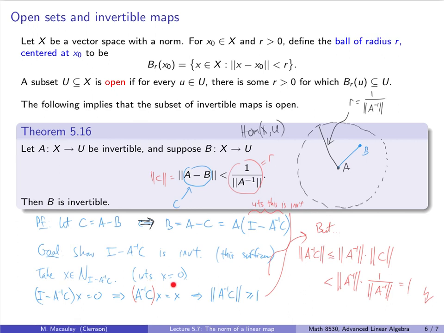I said I want to show x is non-zero. If I were to go back and rewrite this, I should probably say, suppose there existed a non-zero x. Here is a contradiction. I'm not going to go back and rewrite that. I'll let you write this up on your own if you want to, but that's basically why it's true. And remember, all we had to show is that this is invertible, and that's what we did. So that proves theorem 5.16, this curious result, but what I really want you to take from this is that the invertible maps in any vector space of linear maps is an open set.